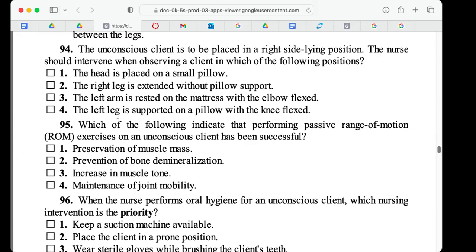Number two? Not two. Not three. It's maintenance of joint mobility. Four. Is it four? Yeah, the answer is four. Yes, very good. So remember, if we don't move the joints, this is what can happen.